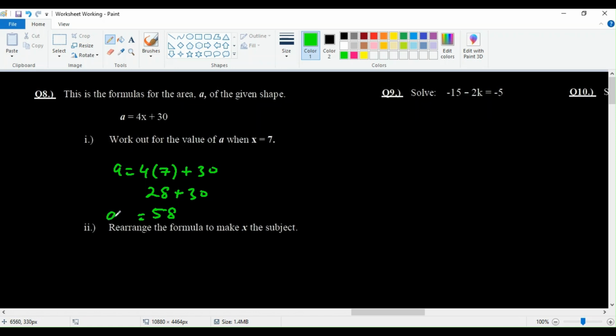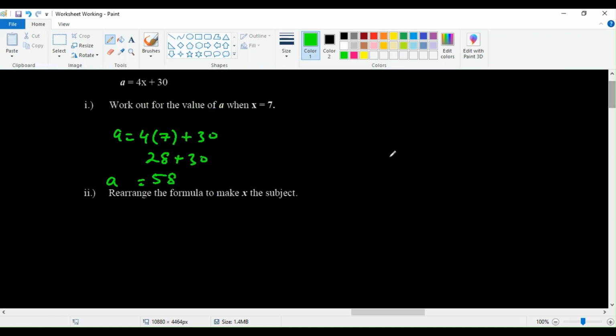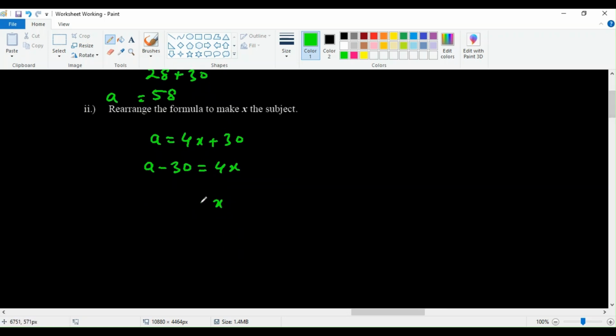So the value of a is 58. Now rearrange the formula to make x the subject. That means the formula we have is a equals 4x plus 30. That means a minus 30 should be your first step, equals 4x. Now x will be equal to a minus 30 over 4. So this is the answer for the second part of the question.